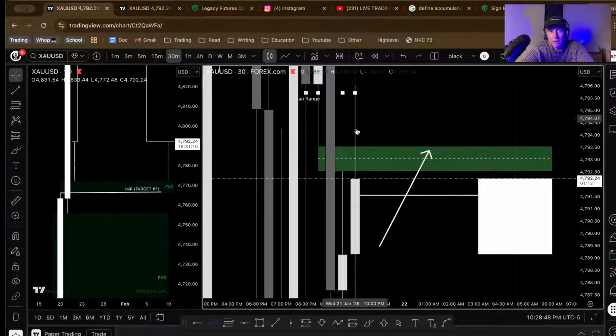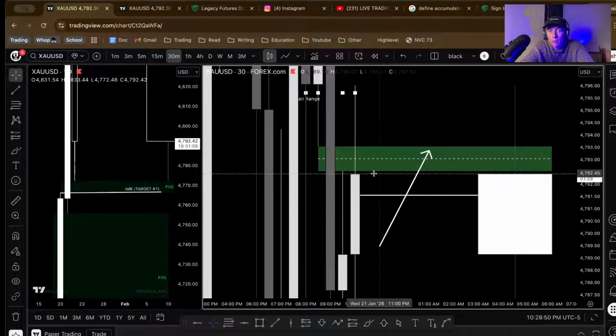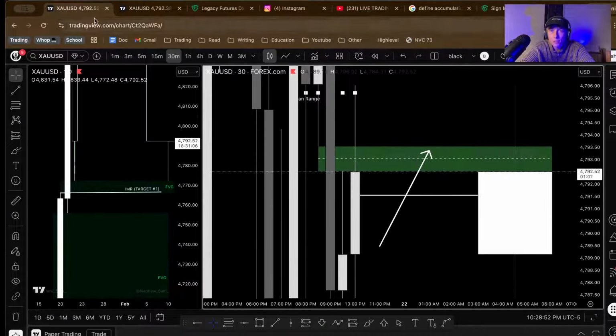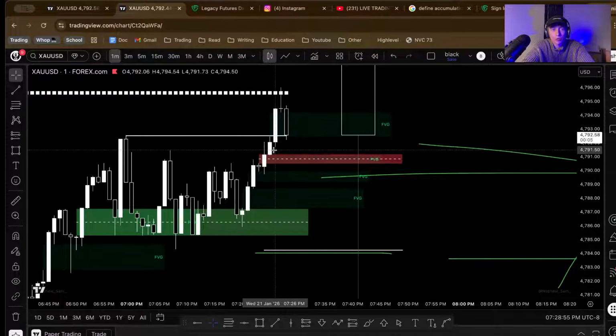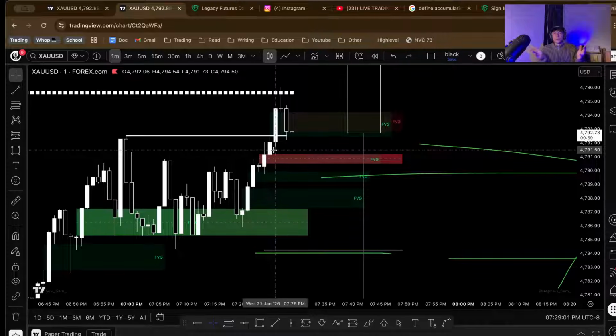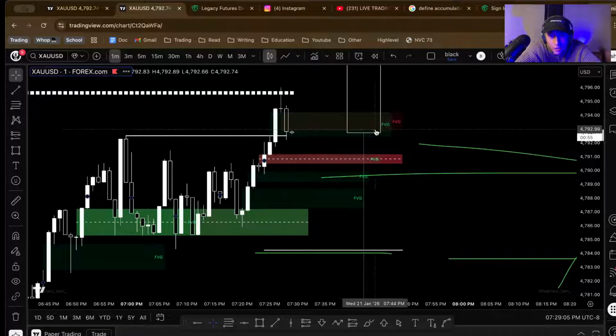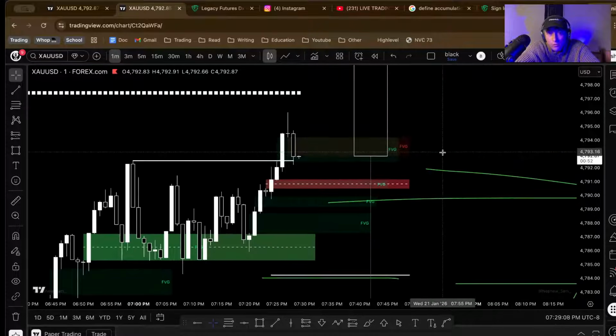Nice. Look at that manipulation, and now we're pulling back. So now we just wait for confirmation. We wait for it to respect it. I don't want to hop in right away, because we're about to get a new 30-minute candle. So similar to the 4 hour, there's going to be manipulation. Let's give it some time. We also didn't close below this gap yet. So let's give it some time.